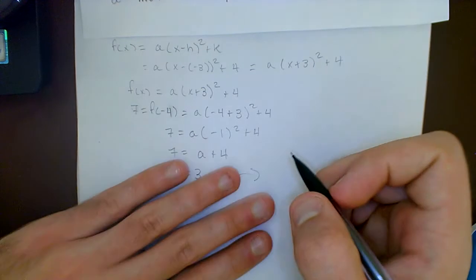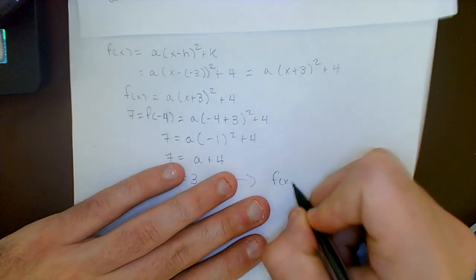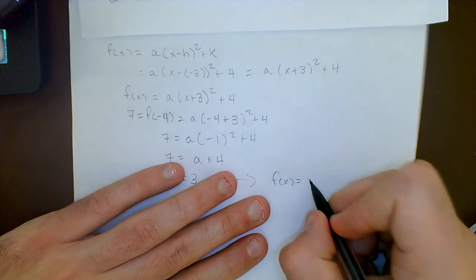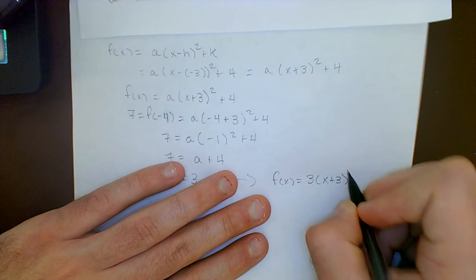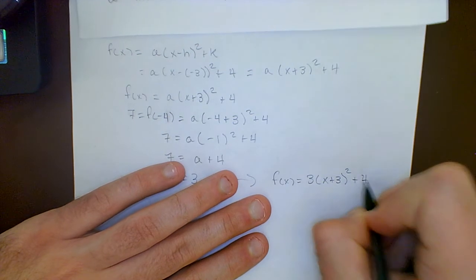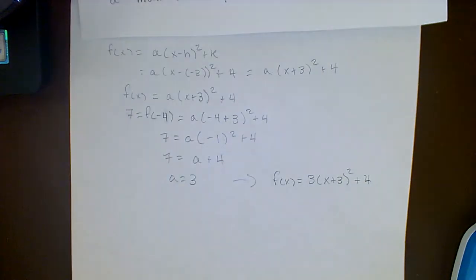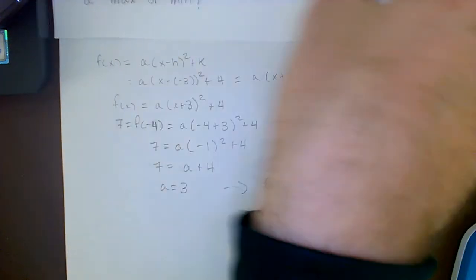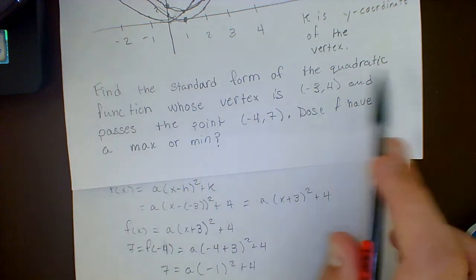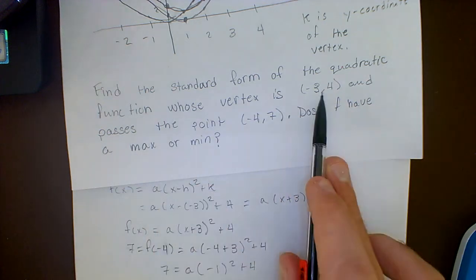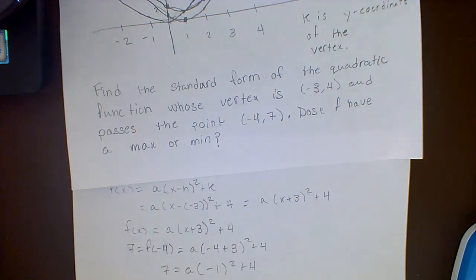So now over here I can rewrite my equation in standard form. So it's 3 times x plus 3 squared plus 4. Okay, so that satisfies the first part of the problem, right? Because they ask you to find the standard form of the quadratic equation that has this vertex and passes through that point. So we've done the first part.